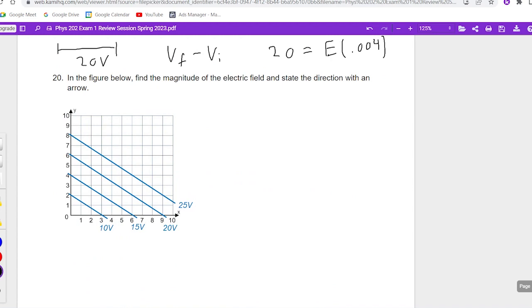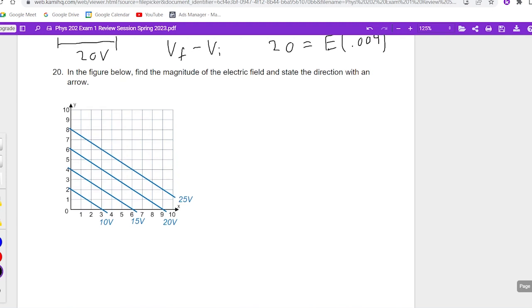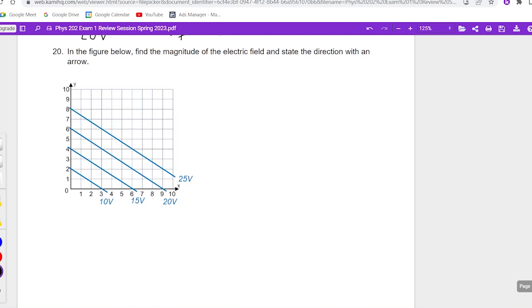So number 20 is a question I modified from your practice exam. Fun fact, it was one of the only questions that I actually didn't know the answer to, so I had to look it up. And now I get it. So I think it's a great question, and I think it's the hardest question on this exam packet. So we're going to talk about it. In the figure below, find the magnitude of the electric field and state the direction with an arrow.